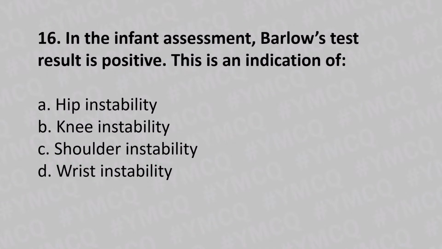Moving to our 16th question. In infant assessment, Barlow's test is positive. This is an indication of option A, hip instability. Option B, knee instability. Option C, shoulder instability. Option D, wrist instability. And the answer is option A, hip instability.